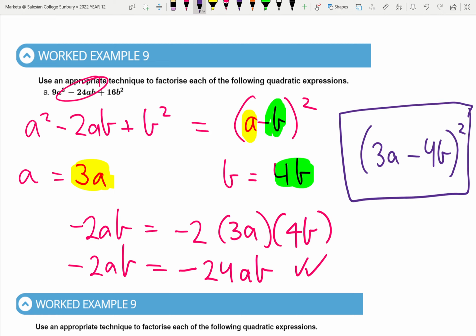It's a little confusing because in our identity we've got a and b, and then in our example we've got a's and b's as well. So just don't get confused with that.